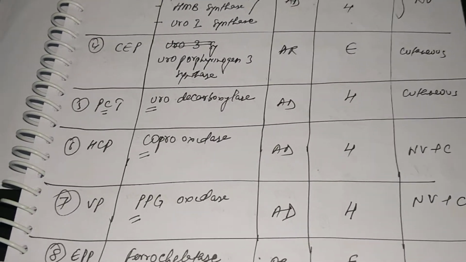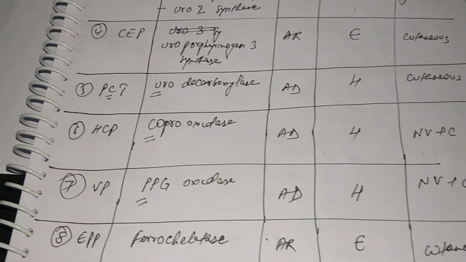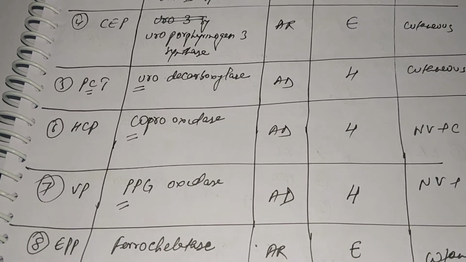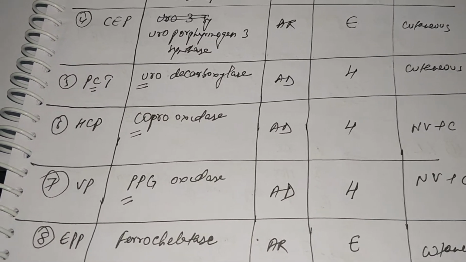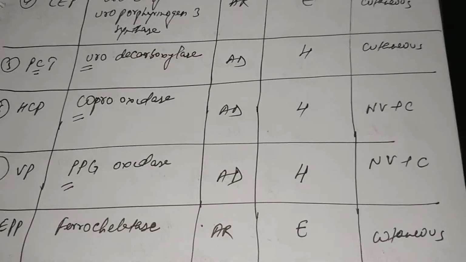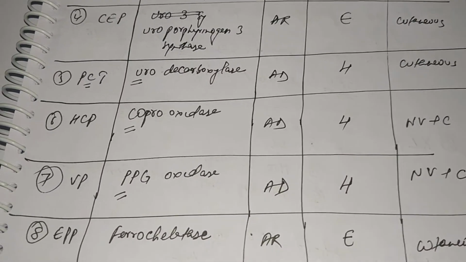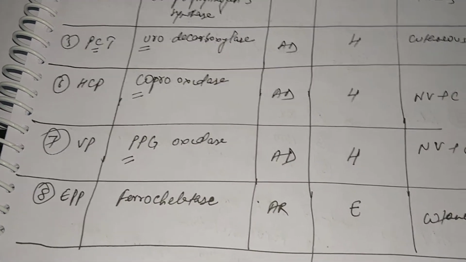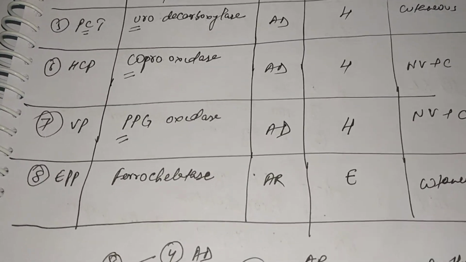HCP and VP both will have the neurovisceral as well as the cutaneous manifestation. Even in case of the VP, both neurovisceral plus cutaneous manifestation are present. In case of EPP, only the cutaneous will be present here. Okay.